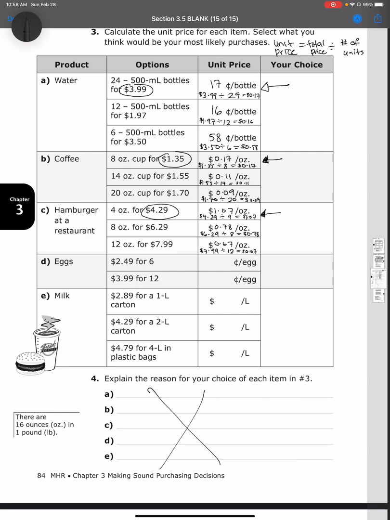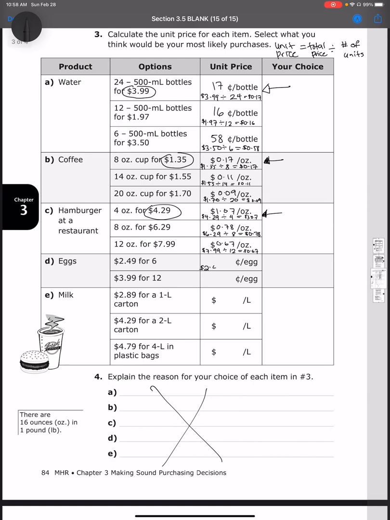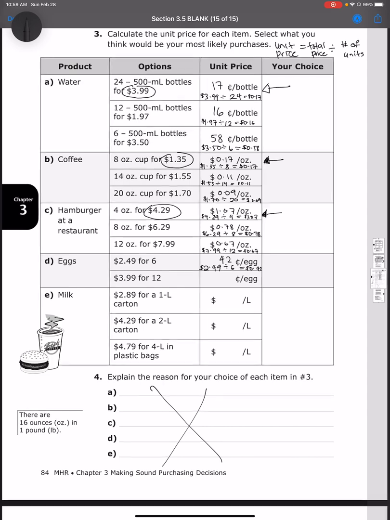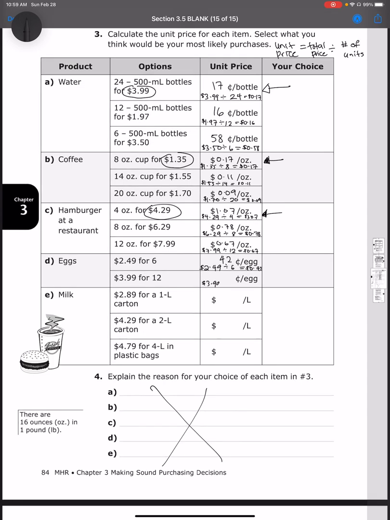Okay, eggs. So $2.49 for 6 eggs. Let's calculate how much it would cost for one egg, so the unit price. So we're going to do $2.49 divided by 6. That is $0.42, or same as saying 42 cents per egg. Next one, we have $3.99 for 12 eggs. So we're going to do $3.99 divided by 12. That gives us 0.33. So this would be 33 cents.